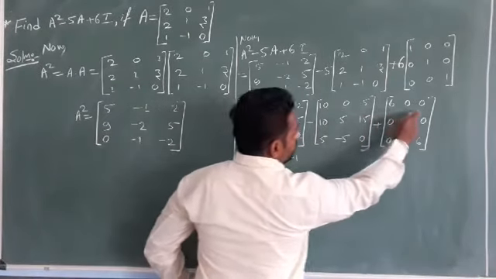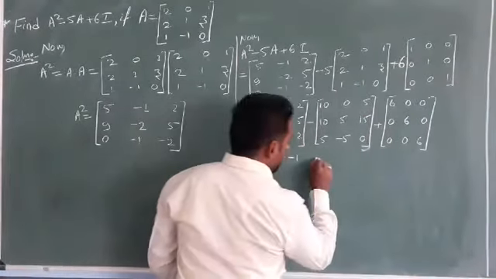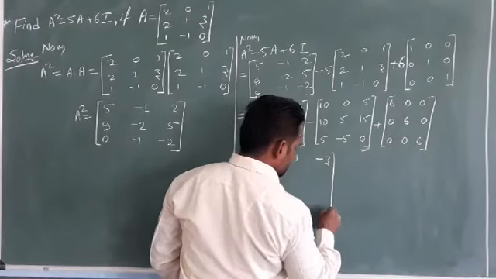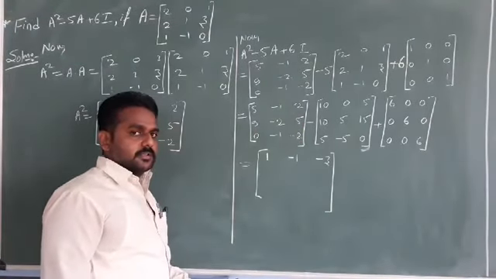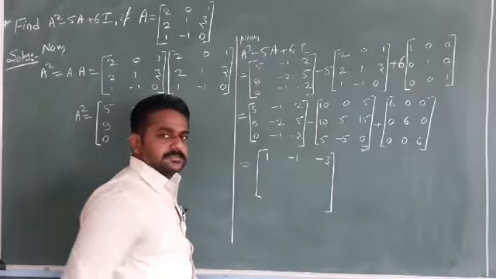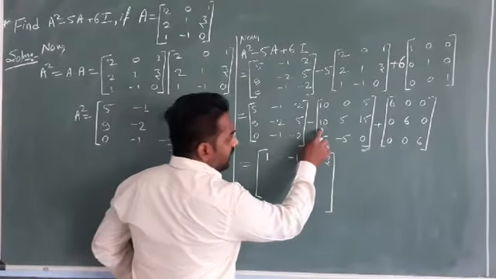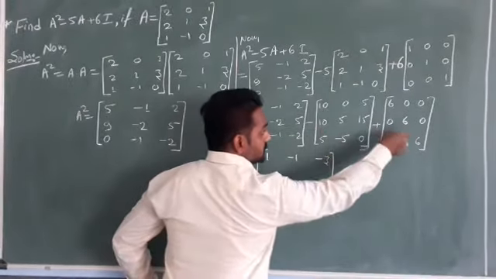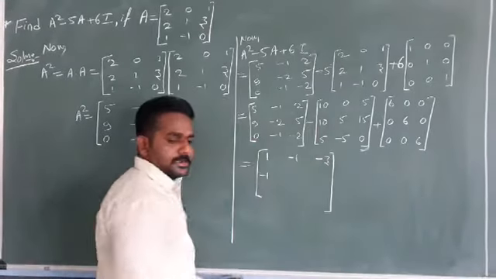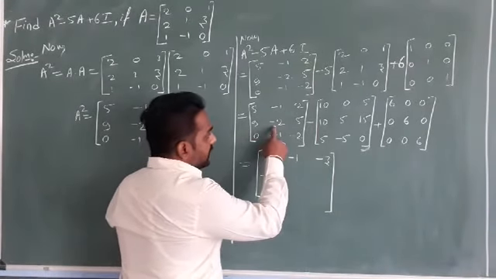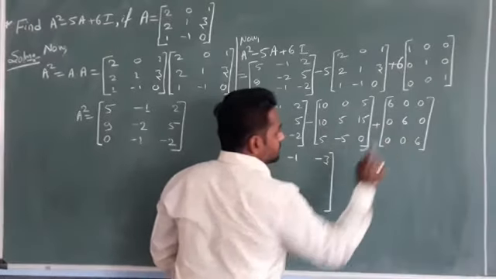2 minus 5 minus 0, so minus 3. Okay, got the point? How you are getting this answer? 9 minus 10 minus 1 plus 0, so you get the minus 1. Next, minus 2 minus 5 plus 6.